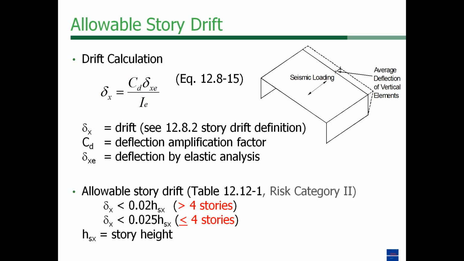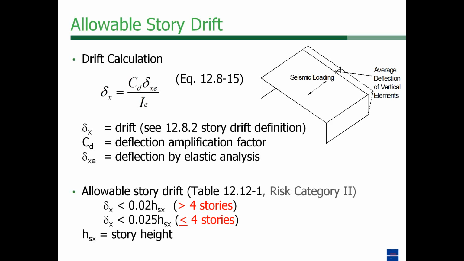And technically within ASCE 7, the real drift is the difference in deflection at the center of mass of the story above and below, and you'll need to see section 12.8.2 of ASCE 7 for that. The calculated drift is compared to an allowable drift, which is then specified in 12.12-1 of ASCE 7. And for most wood frame structures, 4 stories and less, and again, if you've got a printout of the original PDF, I've added some text here that you see in red.